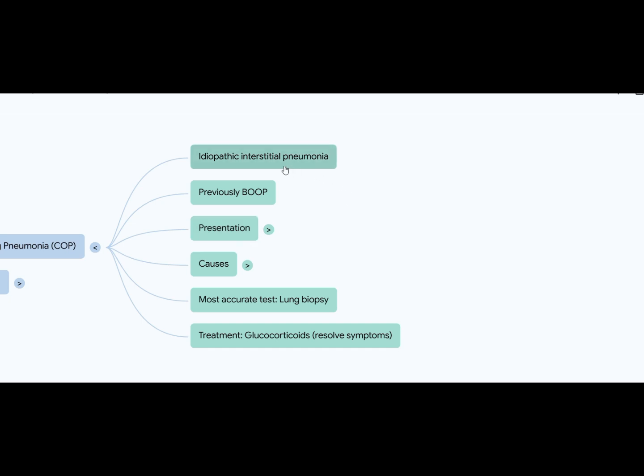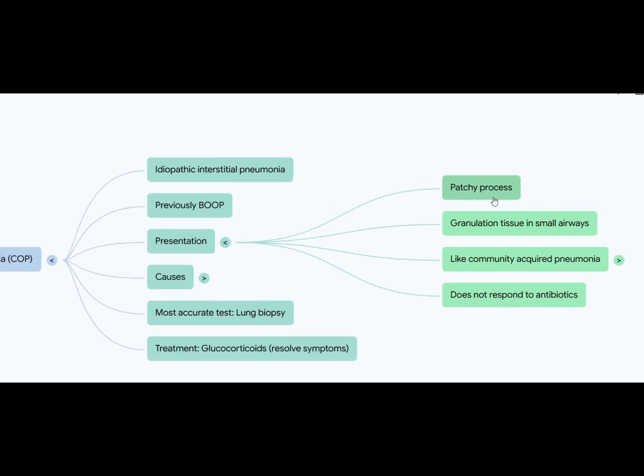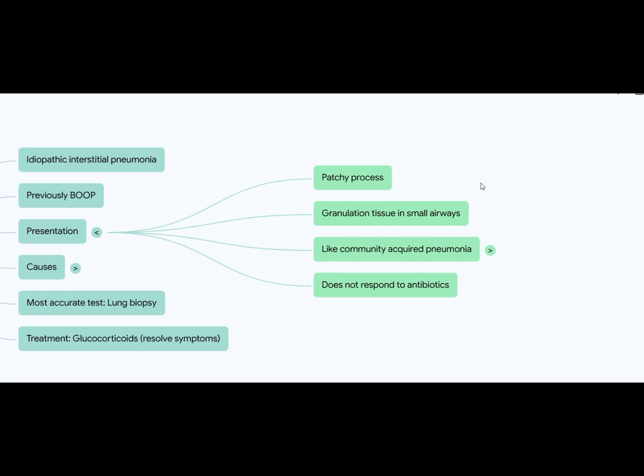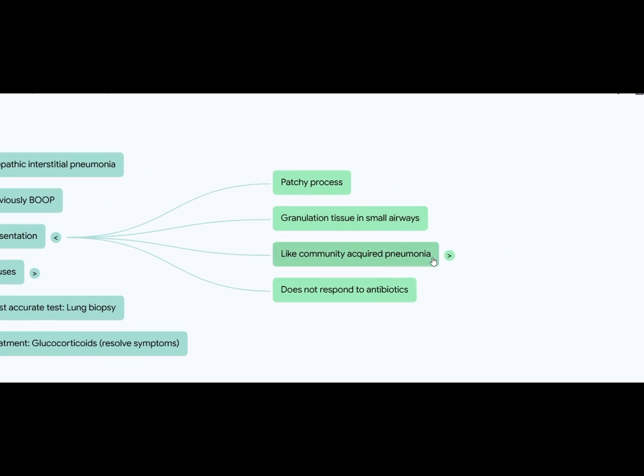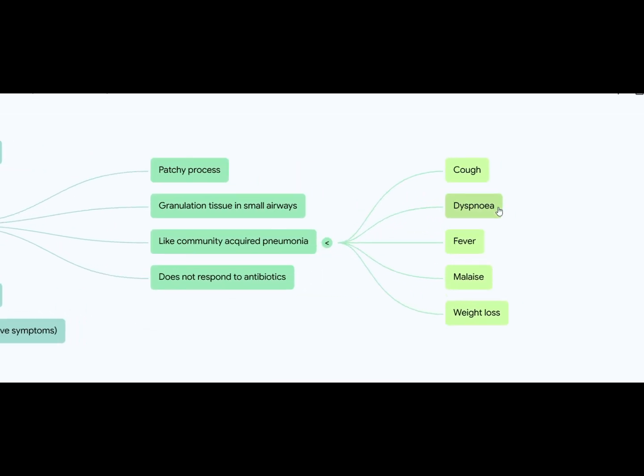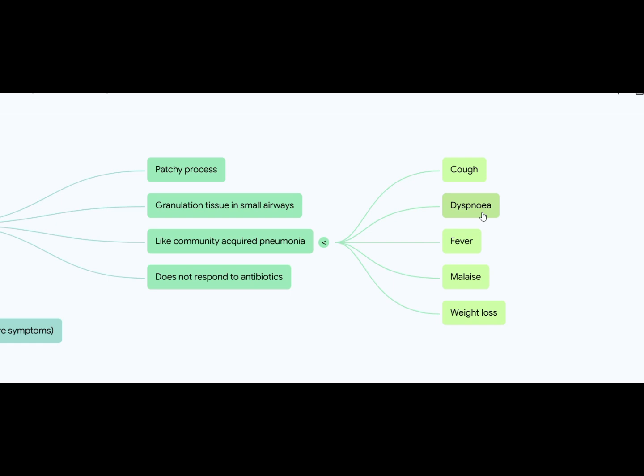Well, basically, COP involves this patchy inflammation where granulation tissue, think of it like abnormal repair tissue, starts growing in the small airways, the bronchioles, and the alveolar ducts. And the tricky part is the presentation looks a lot like regular community-acquired pneumonia. You get the cough, shortness of breath, dyspnea, plus fever, feeling generally unwell, malaise, maybe even some weight loss. It really mimics the common stuff. So that's why it's easily missed initially.